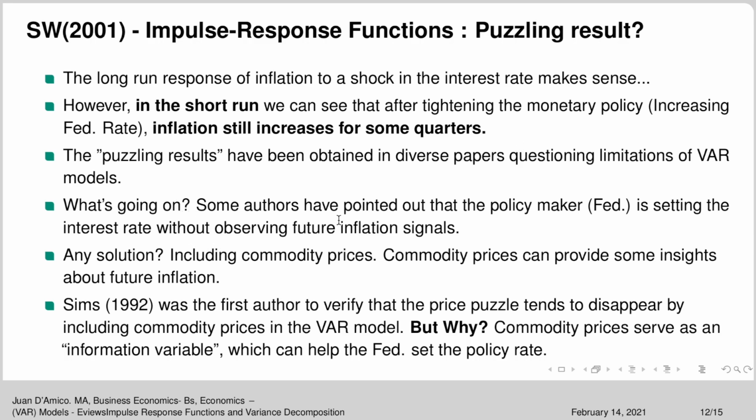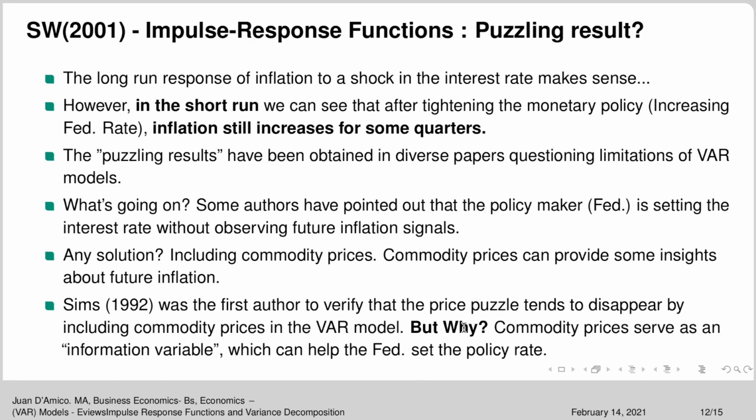Some authors have pointed out that the policymaker, in this case the Fed, is setting the interest rate without observing future inflation signals. So again, they are setting the Fed rate looking at past realizations, but they are not incorporating expectations about inflation in the future. So is there any solution for this? Well, including commodity prices. Commodity prices can provide some insights about future inflation. For example, Sims, in the paper in 1992, was the first author to verify that the price puzzle results tend to disappear by including commodity prices in the VAR model.